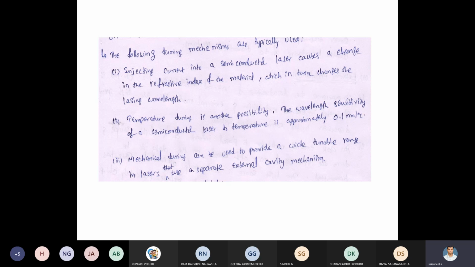The second one is temperature tuning. Based upon the temperature tuning also, we can change the wavelength of a particular signal. The third one is mechanical tuning, that is, we externally tune by using a knob. So the first is injecting current, the second is temperature tuning, and the third is mechanical tuning.